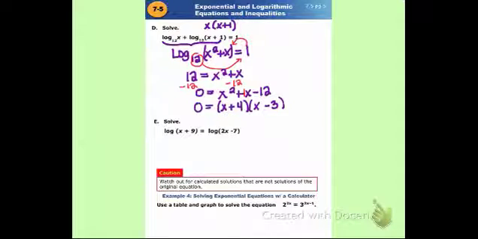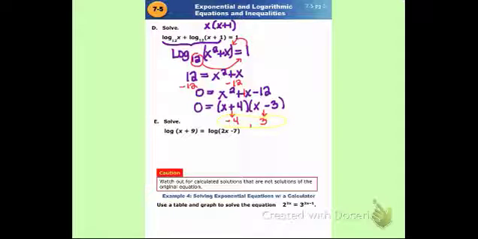My final step to solve is to look to see what would make each quantity equal to 0. I know that negative 4 would make this 0, and positive 3 would make this 0. And so I've got my two solutions for x. x is equal to negative 4, and x is equal to positive 3.